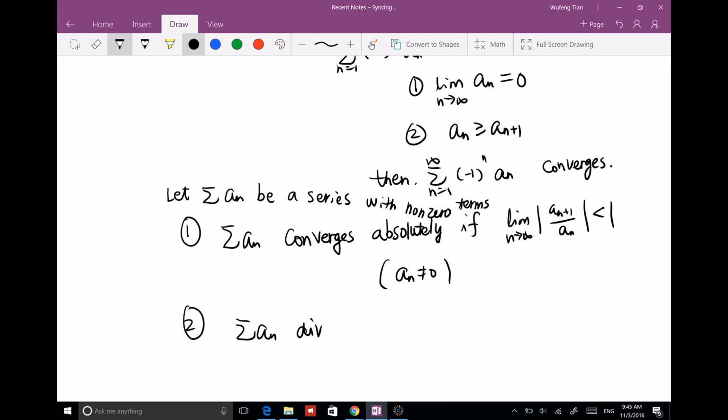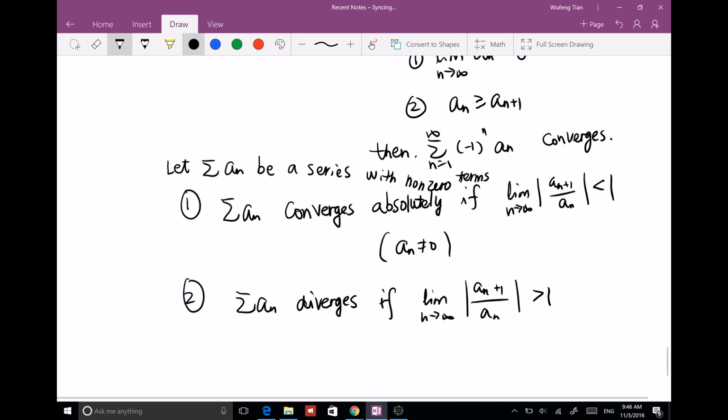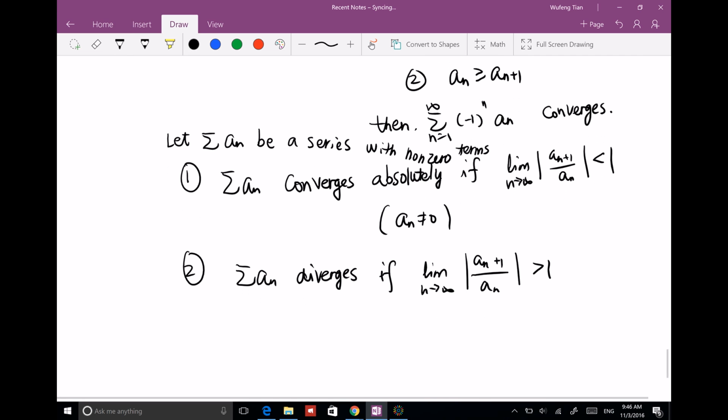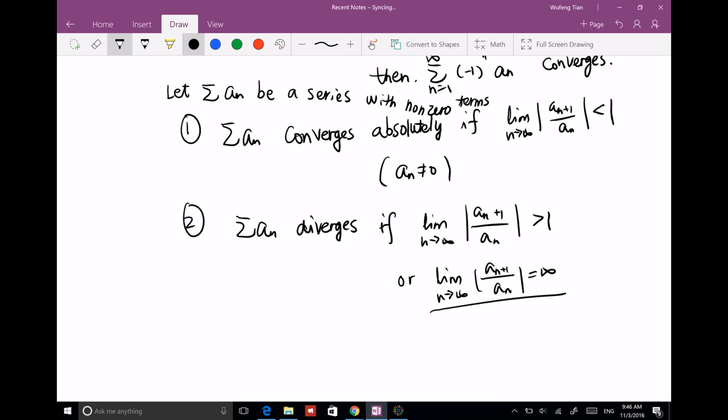a_n diverges if the limit as n goes to infinity of a_(n+1) over a_n is bigger than 1. If the limit of a_(n+1) over a_n is greater than 1, this diverges. A lot of times you just get that this limit equals infinity. If you get that and it's bigger than 1, it diverges, because the series keeps increasing to a bigger number, so it diverges.